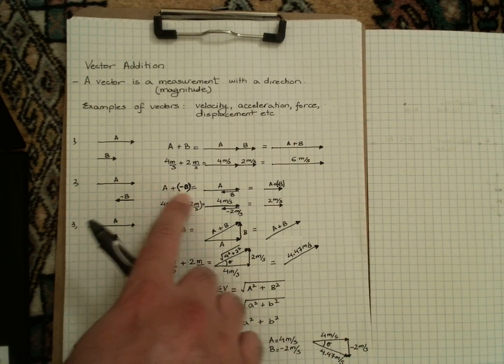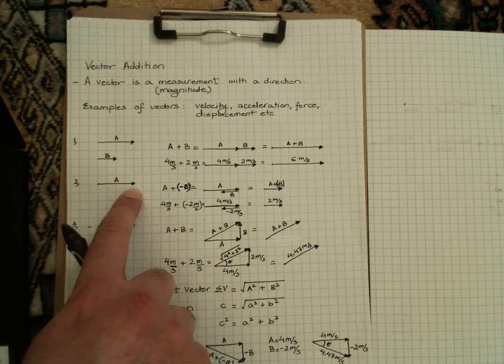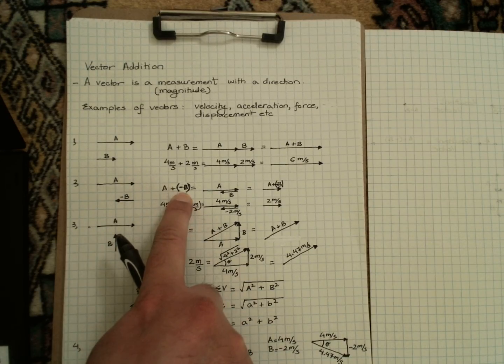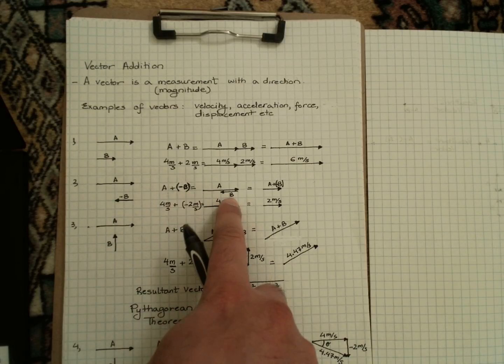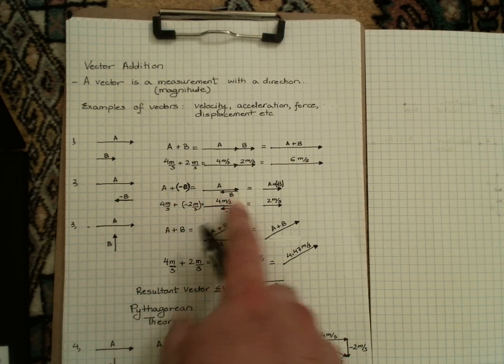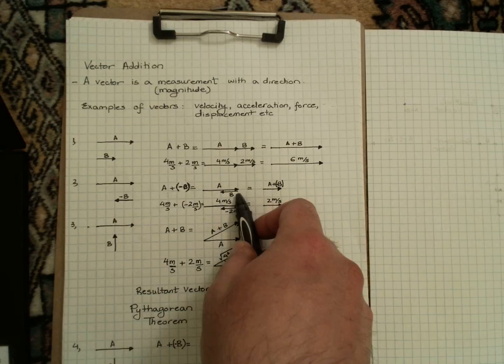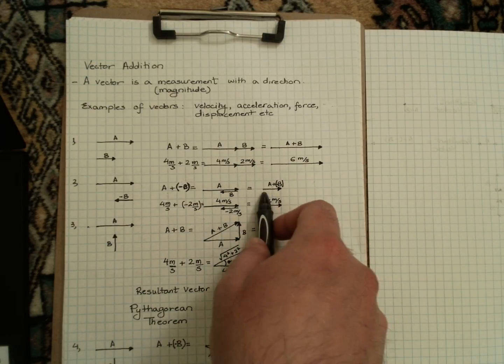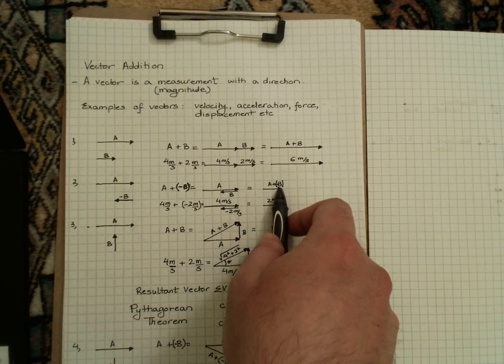Now, if I have two vectors where vector A is pointing towards the right and vector negative B is pointing towards the left, and I'm asking you to add the two vectors, so A plus negative B, I'm going to follow the same rules. I'm going to rearrange the vectors so that they are touching head to tail. So vector A's head is touching vector B's tail. And the resultant vector is going to be this one right here. This is going to be A plus negative B.